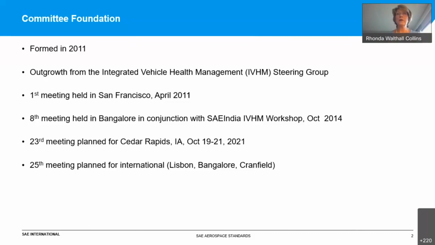We're going to be in Cedar Rapids, Iowa, which is where my company, Collins Aerospace, is based, or my department, I should say, the former Rockwell Collins. Our 25th meeting coming up next year is going to be international, and Bangalore is on our short list. The committee will soon vote whether or not we're going to go to Bangalore, Lisbon, or Cranfield University in the UK.